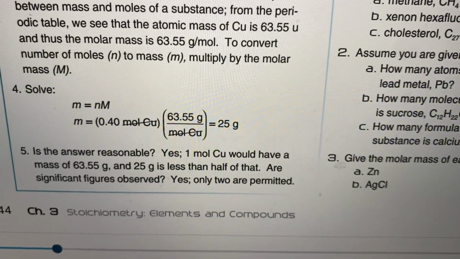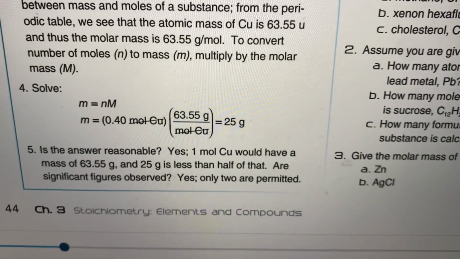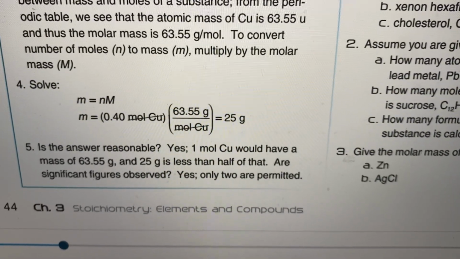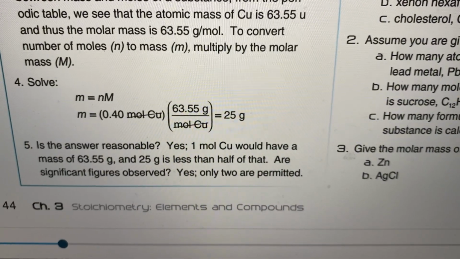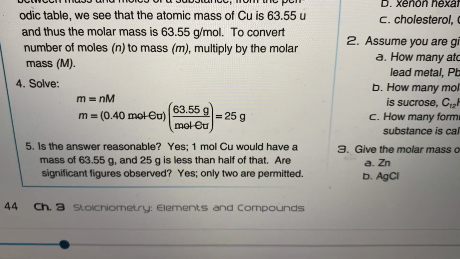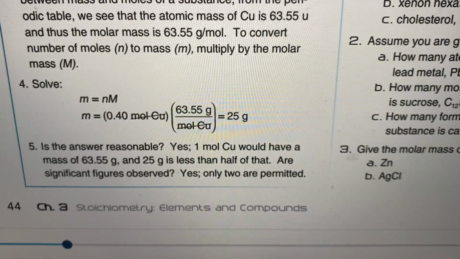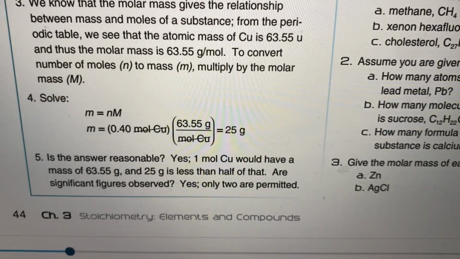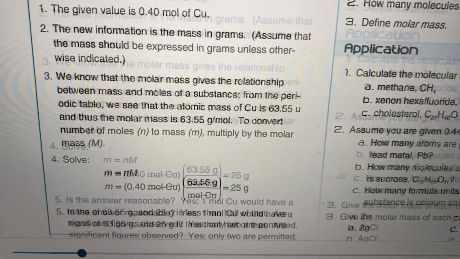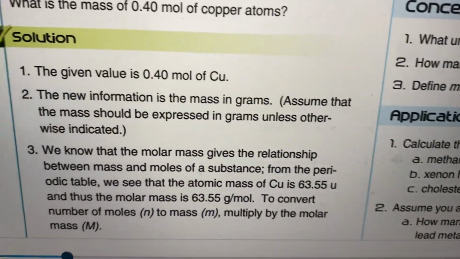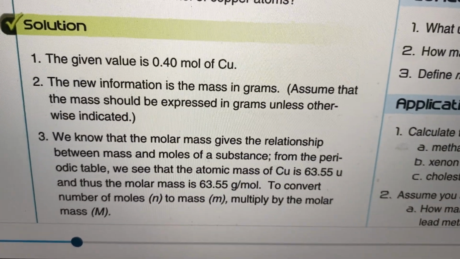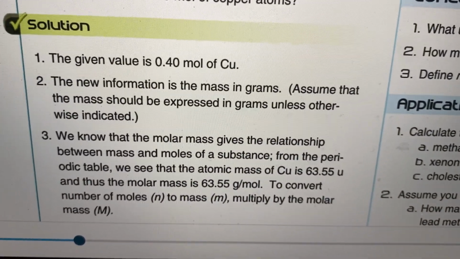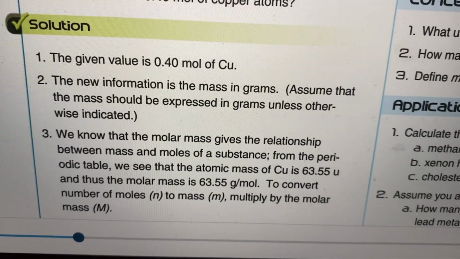Is the answer reasonable? Yes. 1 mole of copper would have a mass of 63.55, and 25 grams is less than half of that because we're going by 0.4. So that's how you do it. Basically, you take the copper, find the atomic mass, relate it to Avogadro's number, and then multiply by 0.4, almost half of that.